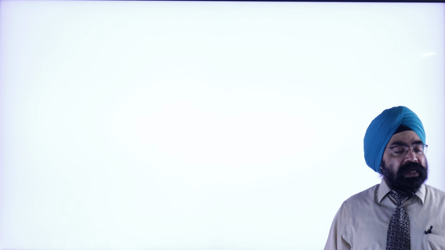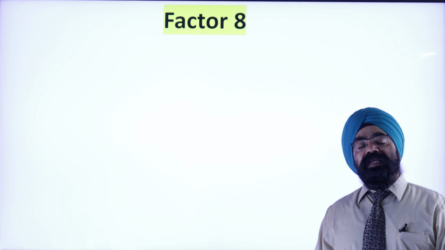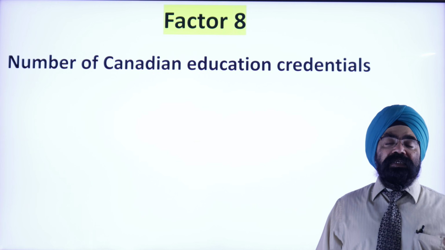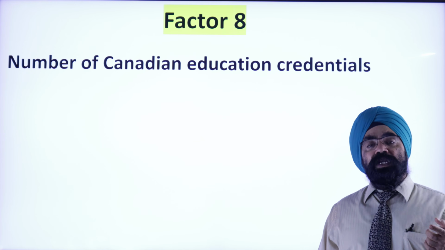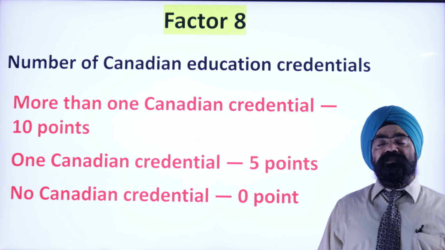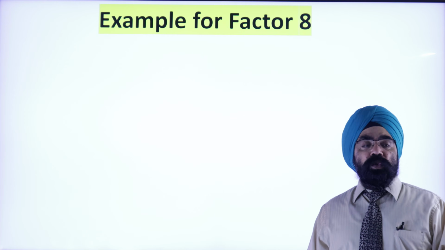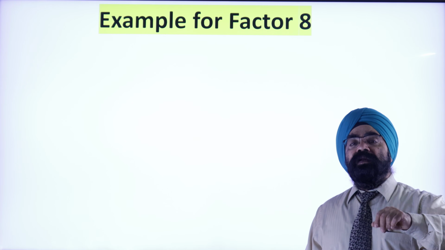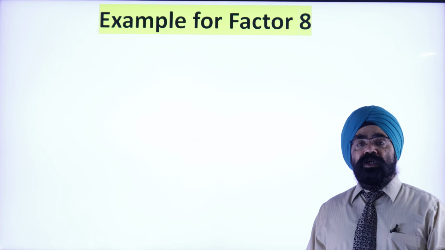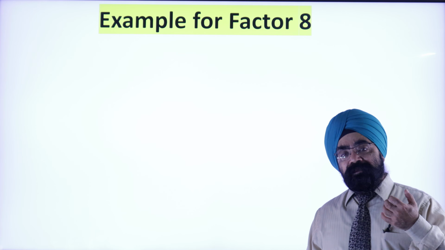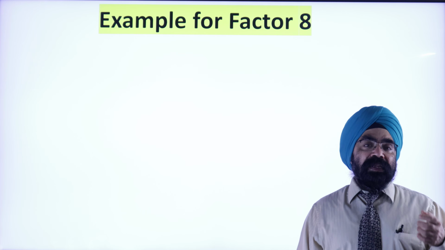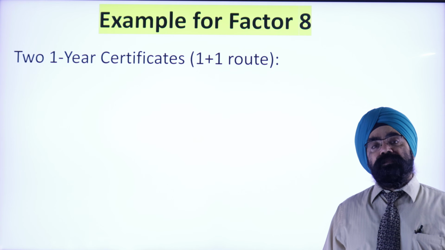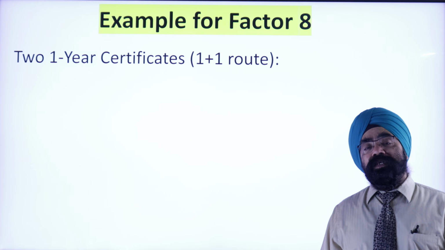Now factor 8 is number of Canadian credentials. If you have taken more than one credential, then you get 10 points. One credential, you get 5 points. You have never studied from Canada, 0 points. So here I am taking an example. Many people do 1 plus 1. 1 plus 1 is 2 courses, 2 certificates, right? If you have done 1 plus 1, it has to be 1 year courses, you get 10 points. So that's the advantage.